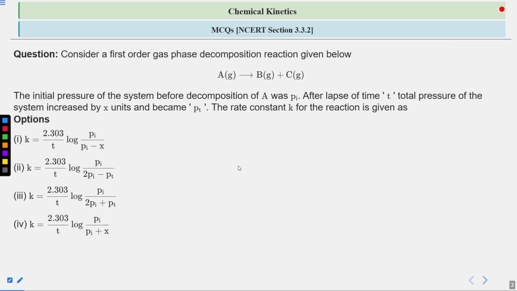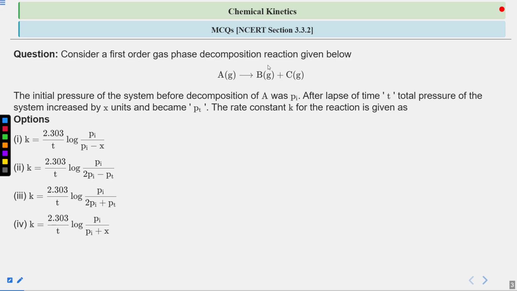Let's begin with our first question. The question is, consider a first order gas phase decomposition reaction given below. So we have a reaction here where A is the reactant and we are getting the products B and C in the gaseous forms. So this is a first order gas phase decomposition reaction.